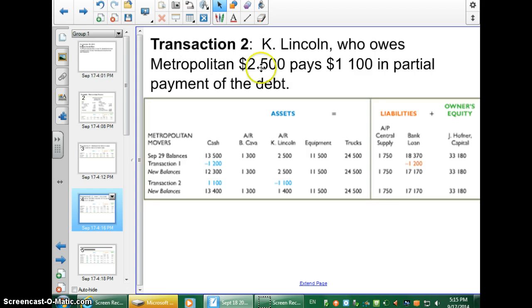In the second transaction, we have this person, Kay Lincoln, who owes Metropolitan $2,500, and pays $1,100 in partial payment of their debt. So the company is going to be receiving $1,100, and now when you do the subtotal again, it gives us a new cash total of 13,400, and then we go to the accounts receivable for K Lincoln and reduce the amount that they owe us. So they owed us 2,500, they paid back 1,100, so now they only owe us 1,400.